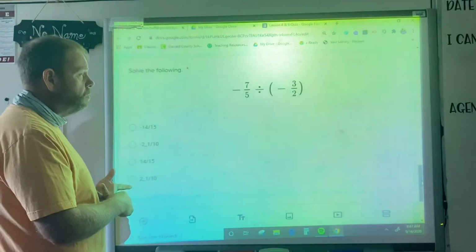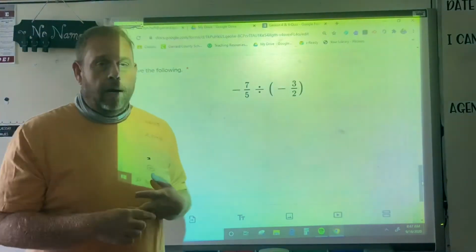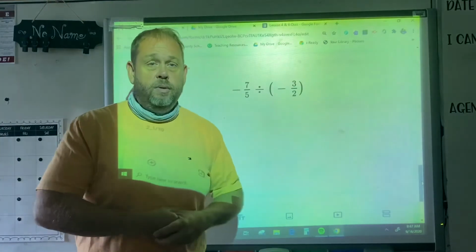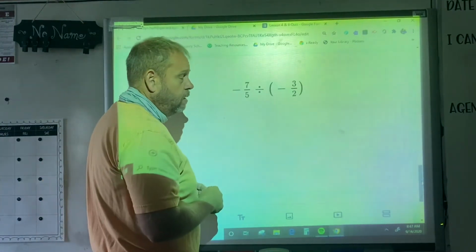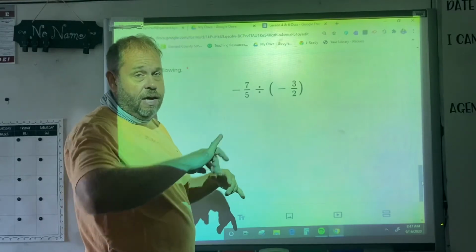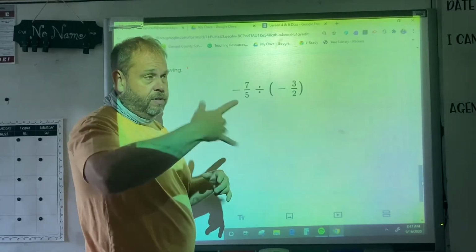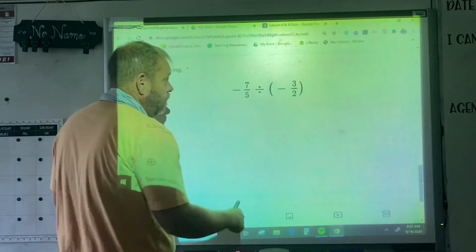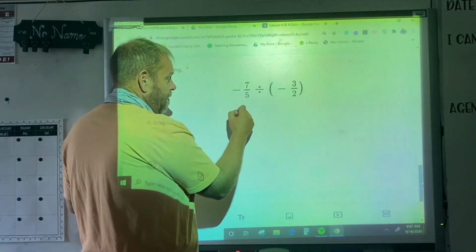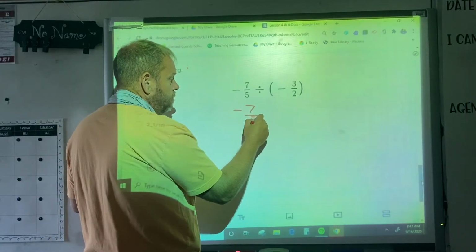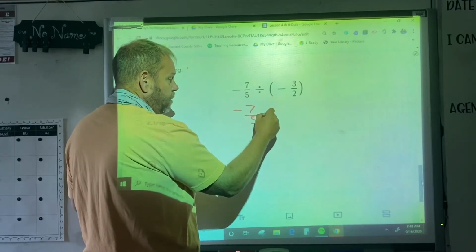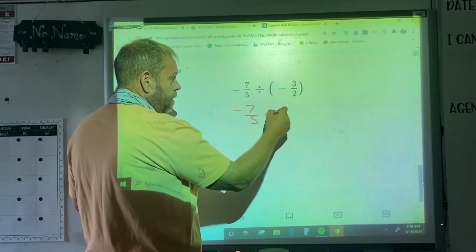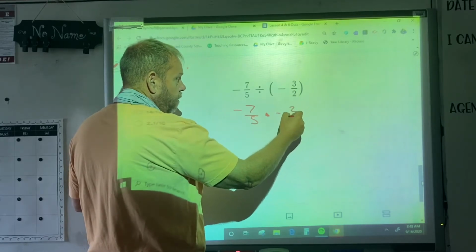There you go. Okay, again, this is a little bit more difficult. I'm going to do a little bit more work with you. When you divide fractions, you actually have to change the sign and you flip the second one. It's called the reciprocal. You just flip it. So the first one stays the same. I got -7/5. I'm dividing fractions, so I change the sign to multiply and I flip it. Instead of 3/2, it's 2/3.